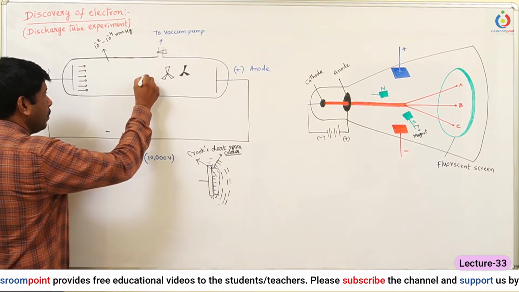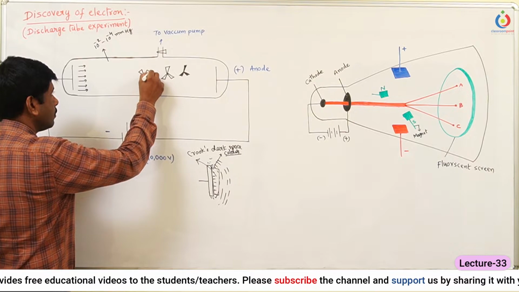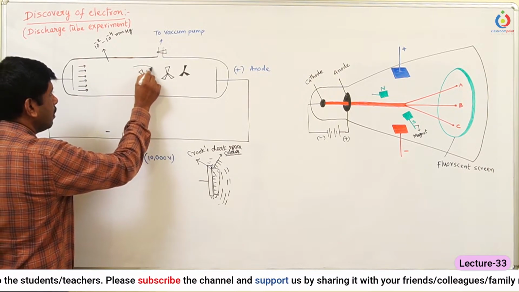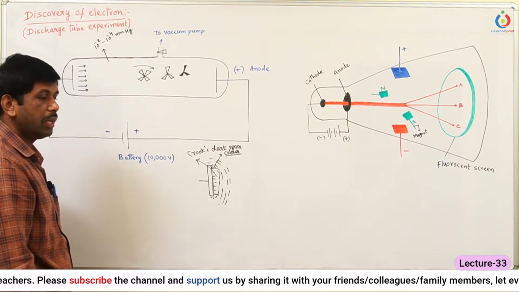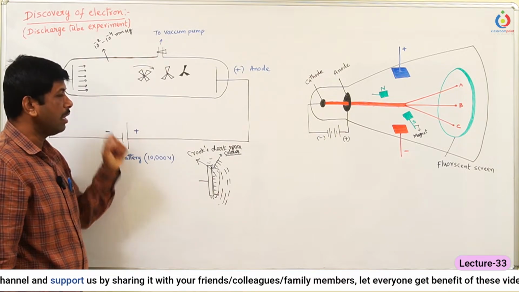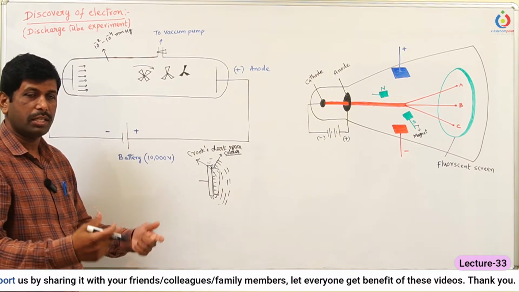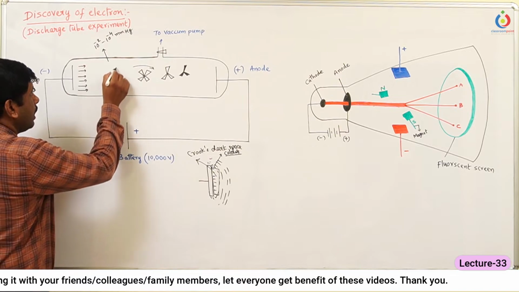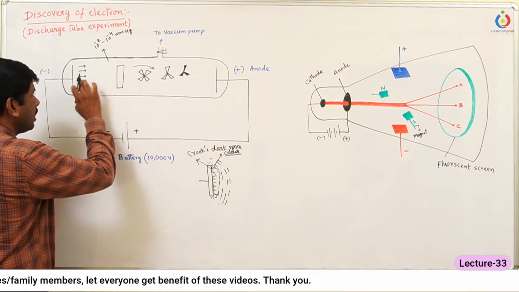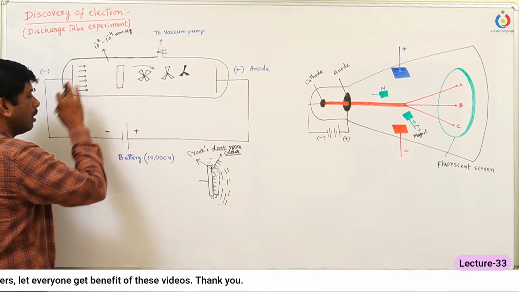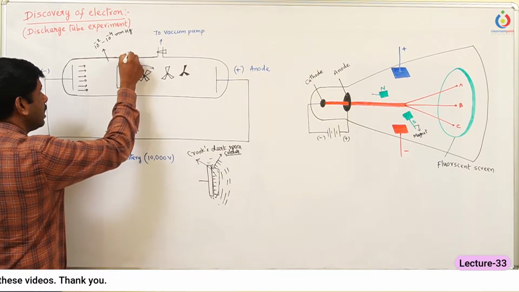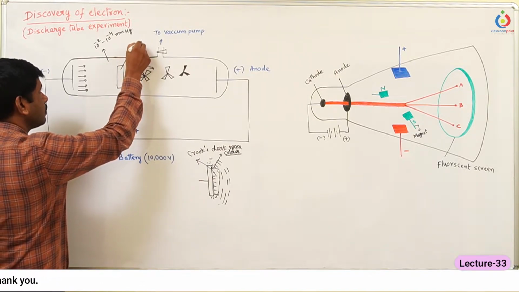That shows that these particles are moving in straight lines. And apart from that, if you put a pinwheel, these particles start rotating the pinwheel, showing that these are particles having momentum and energy, that is, energetic particles. And whenever any metal is placed in the path of the negative rays, the metal gets hit by these cathode rays and acquires a negative charge. Afterwards, this metal starts releasing X-rays.